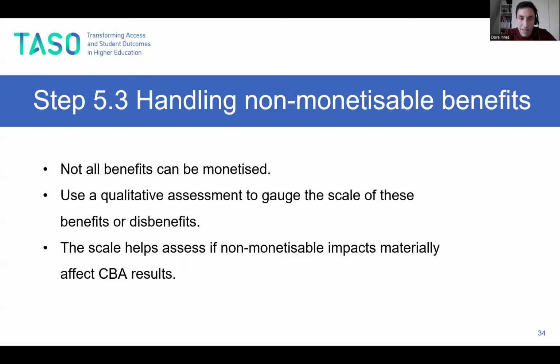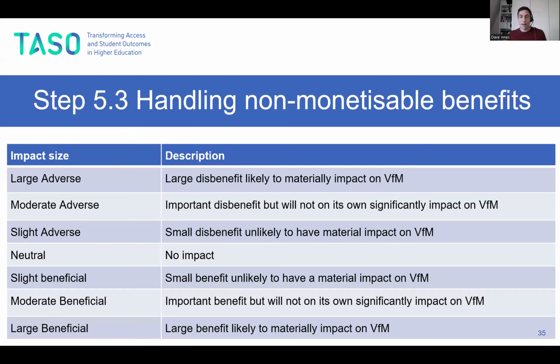What we recommend in that case is using a qualitative assessment to gauge what the scale of those benefits and disbenefits are. So we wouldn't try to put them into monetary terms, but we would still try to say something about the scale of those benefits. And then later on, we can draw on that scale to say whether the size of those non-monetizable impacts is likely to materially affect what we've determined the value for money based on the monetizable impacts would be. So that will hopefully make sense a bit more in a few more slides, but to show you what the scale is that we recommend you use here.